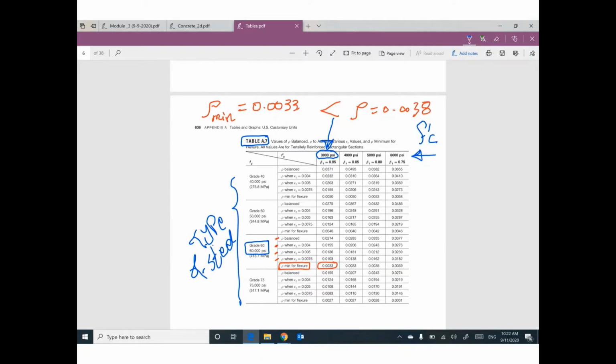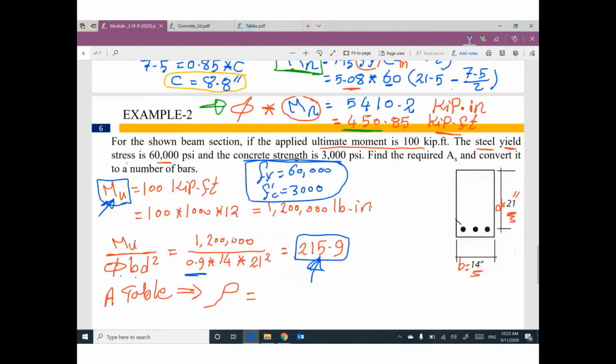Just check. What will happen if your rho is smaller than the minimum rho? Okay, forget your value and use the minimum. If the rho from a table is smaller than rho minimum, please forget your value and use the minimum value. So right now we are good. Your rho is good to be used. So I will go back to my example. Rho equal 0.0038.